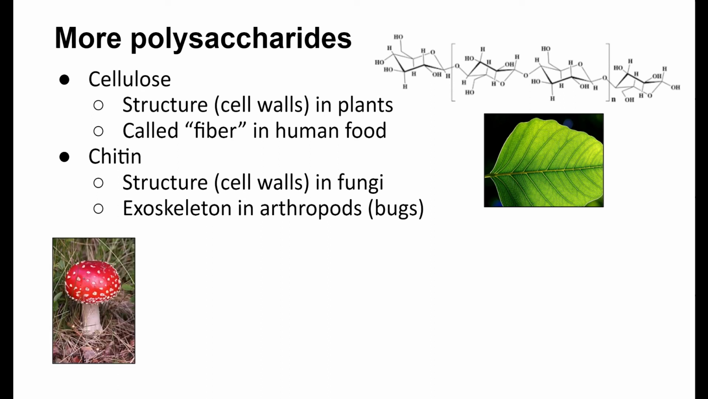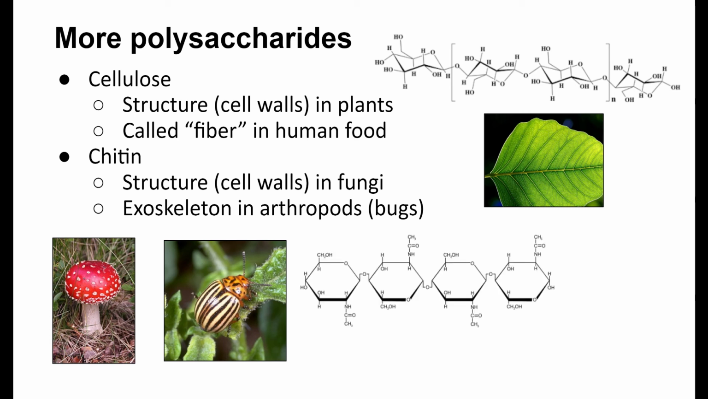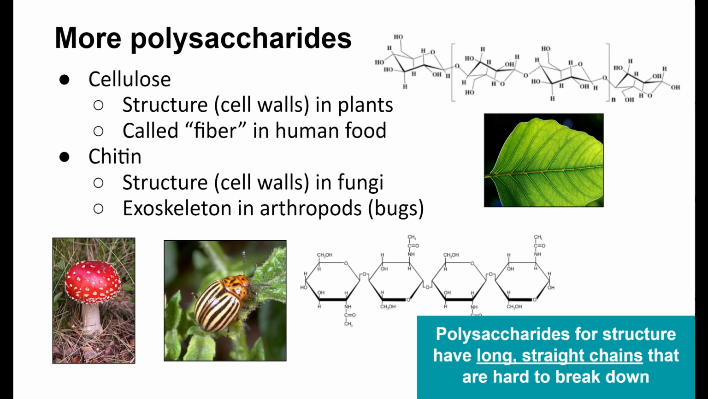And then fungi like mushrooms and also arthropods like this beetle make their cell walls or their exoskeleton out of chitin, which looks very similar to cellulose. It is also a long straight chain. Now, the big difference here is, remember, those branching chains of starch and glycogen were easy to break down to use for energy to get those monosaccharides. These long, thin chains are harder to break down, and that's good because we don't want to break them down. The purpose is not for energy, the purpose is for them to be strong. And so the long chains are stronger and hard to break down.